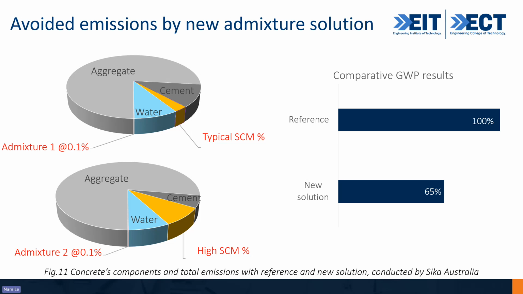And with this solution, we can reduce around 35% of the global warming potential of the concrete, from very high values here, around 300 something kg CO2 per cubic meter of concrete. Now we can reduce 35%. This is because of this solution. And of course, the global warming potential of admixtures is still very small, but it can contribute a very big reduction in the global warming potential of the concrete.